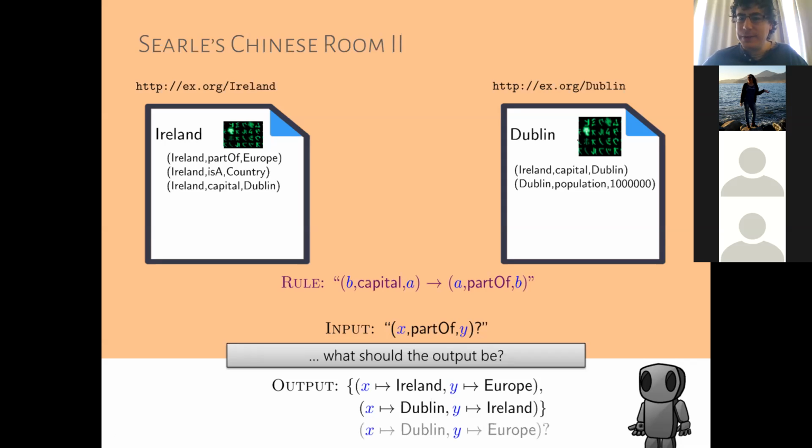So we're still missing one, right? We're still missing perhaps the rule that Dublin should be part of Europe. Because if Dublin is part of Ireland and Ireland is part of Europe, then Dublin should be part of Europe. So how should we deal with this scenario? We need another rule, right? So what we need for a rule here is for the transitivity of part of.